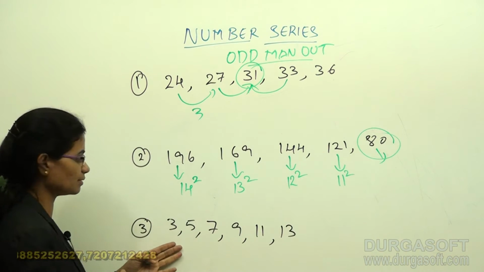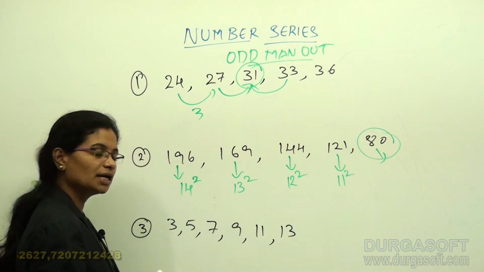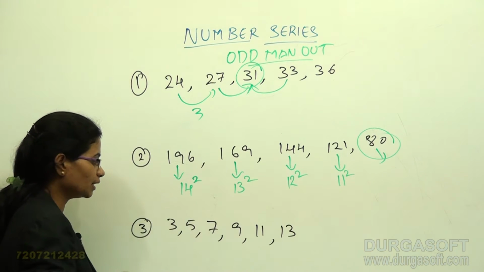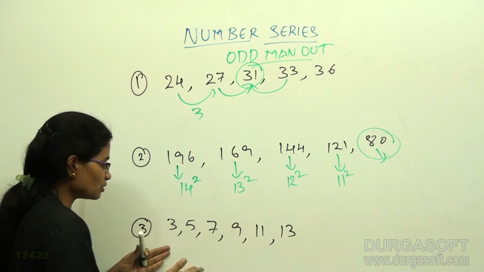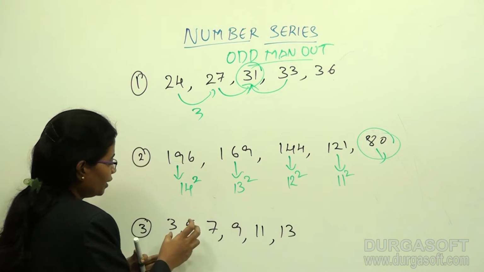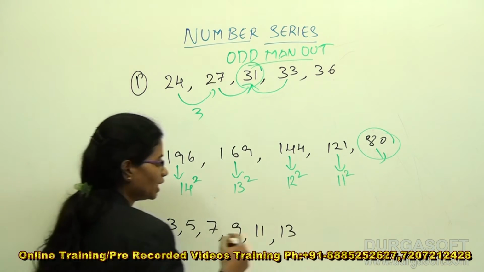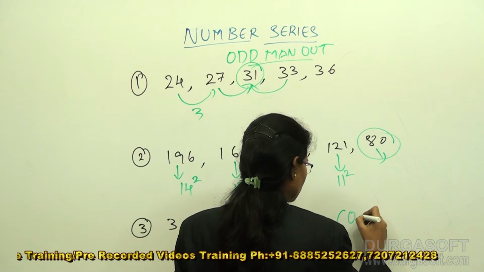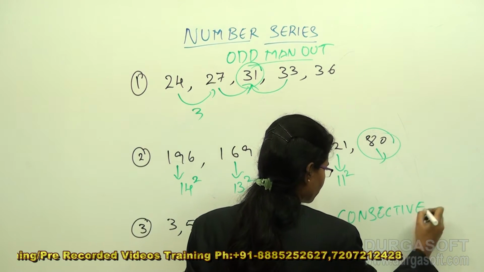And coming to this series, 3, 5, 7, 9, 11, 13. If you see the difference, you will get some difference, but if you see this kind of series in your examination, this is a different kind of series where you have to concentrate on consecutive prime numbers.